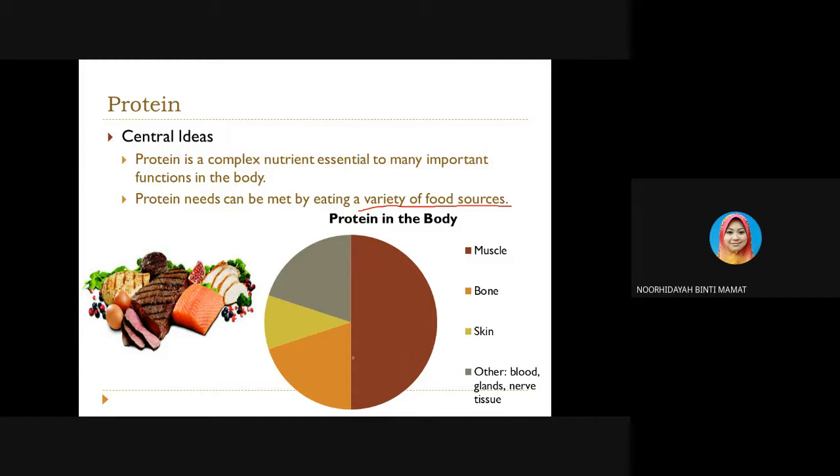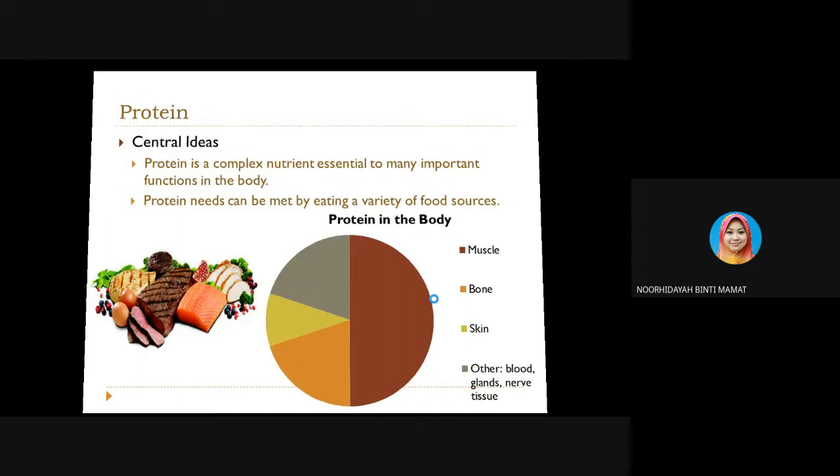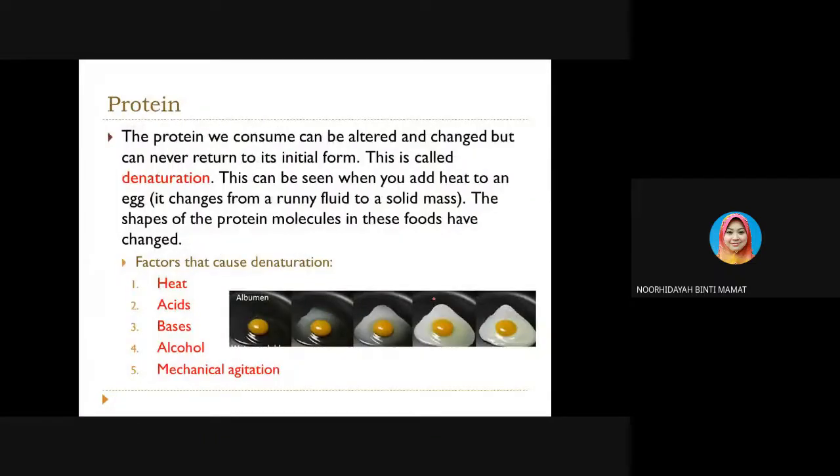More than half of the protein is needed for the muscle. And the other is for the bone, for the skin, and the rest is for blood, for glands, for nerve tissue. So this is the importance of protein in our body system. For example, we use it for metabolism, for support, for transport, for motion of our muscles and so on.